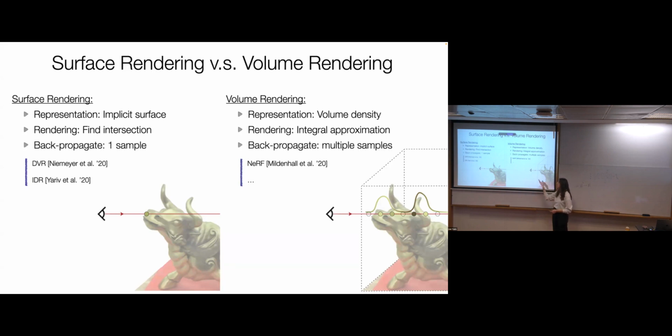This also leads us to the next difference. For surface rendering, when you backpropagate your rendering loss to the weights of the networks, you only have one example, which is the intersection point. And with NeRF, you're going to backpropagate along all these rays. Because you have an integral approximation that depends on each one of those points, the loss is going to be differentiable according to each one of these points.